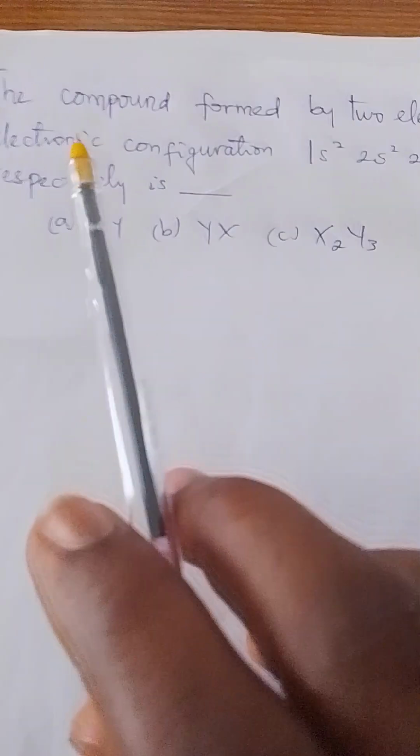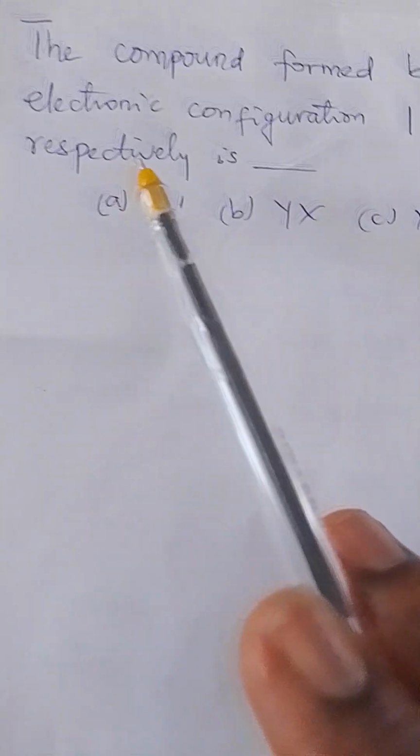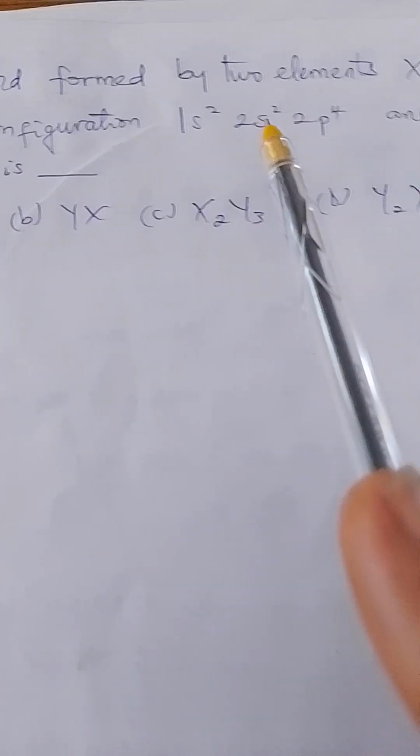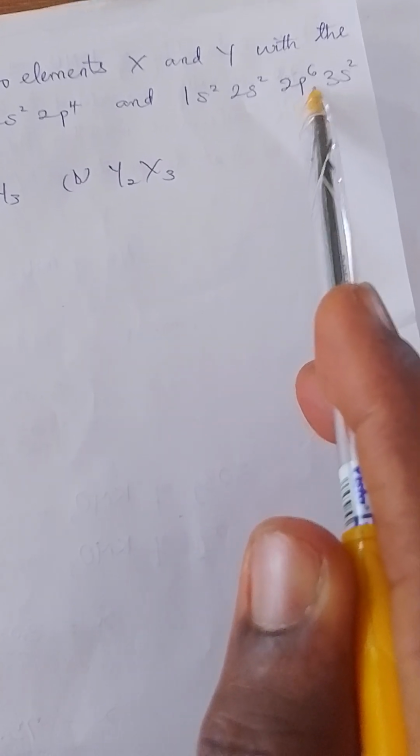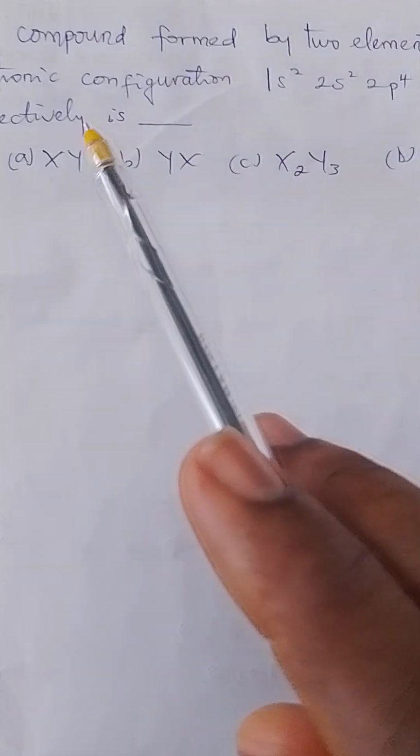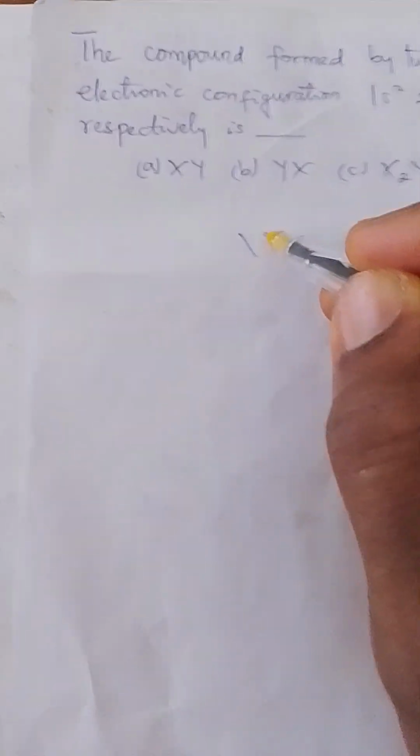The question goes thus. Say the compound formed by two elements X and Y with the electronic configuration 1s2, 2s2, 2p4 and 1s2, 2s2, 2p6 and 3s2 respectively is dash. That means the electronic configuration for X. If you want to solve this, you can break it down. I will show you the tricky part of it. You think something you can jump into?